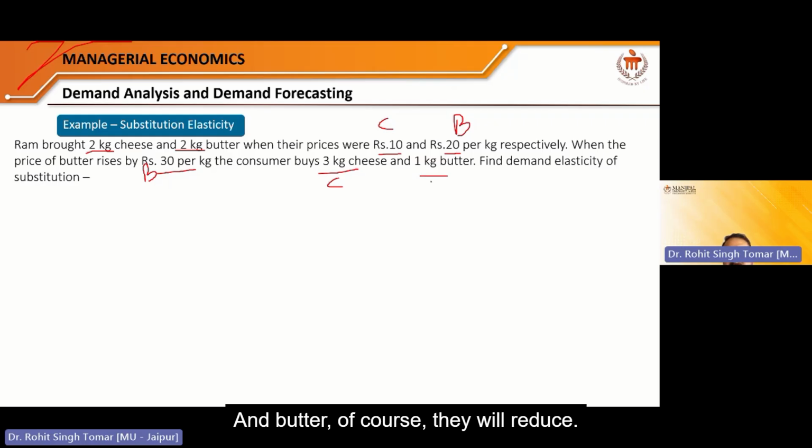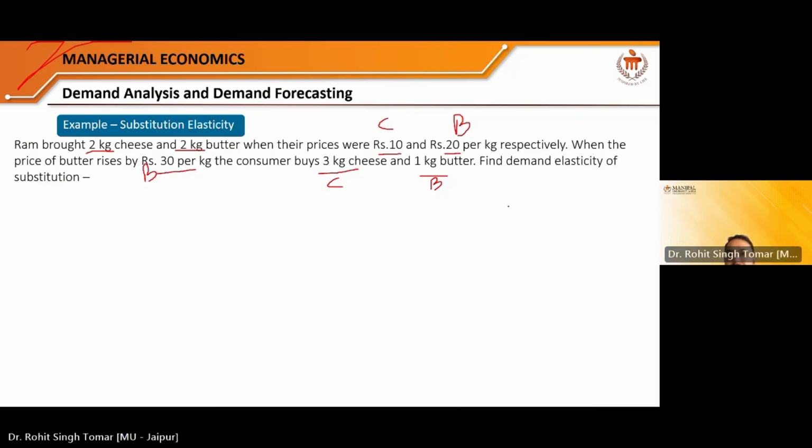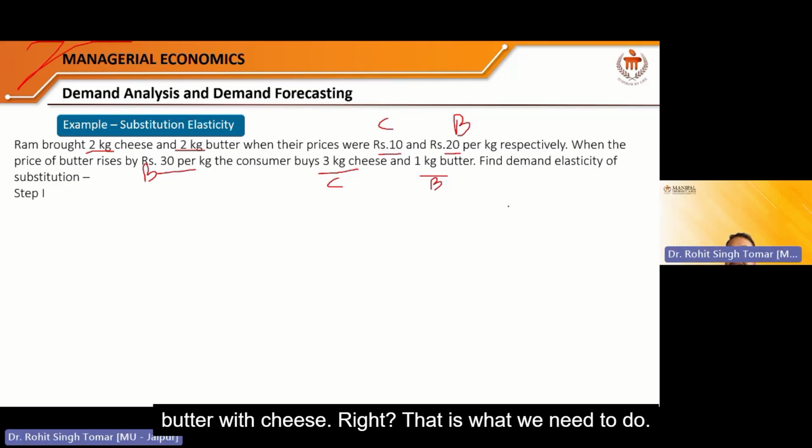And butter, of course, they will reduce. So the quantity consumed of butter has reduced. Find out the substitution elasticity. That means in what ratio the people will substitute butter with cheese, right? That is what we need to do.